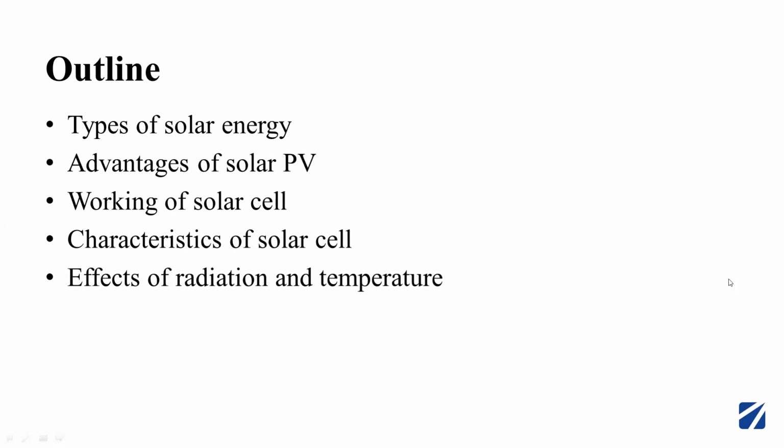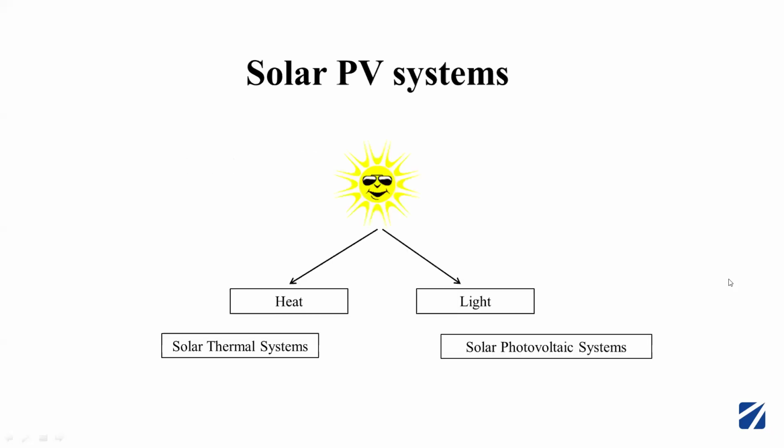So let us start the session. Now when we see solar PV systems, solar radiation can be utilized in two ways. Either we can use heat energy, or we can use light energy from solar radiation. The systems using heat energy we call solar thermal systems, and using light, we call solar PV or solar photovoltaic systems. So let us understand what thermal systems are.